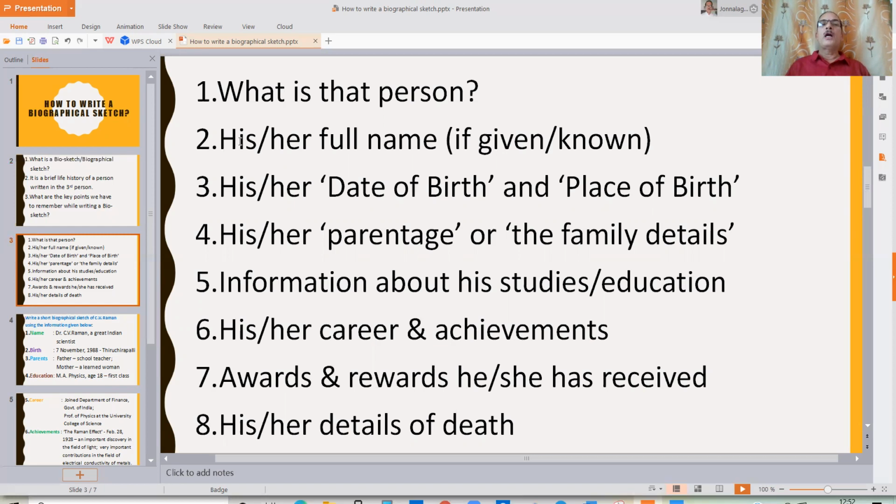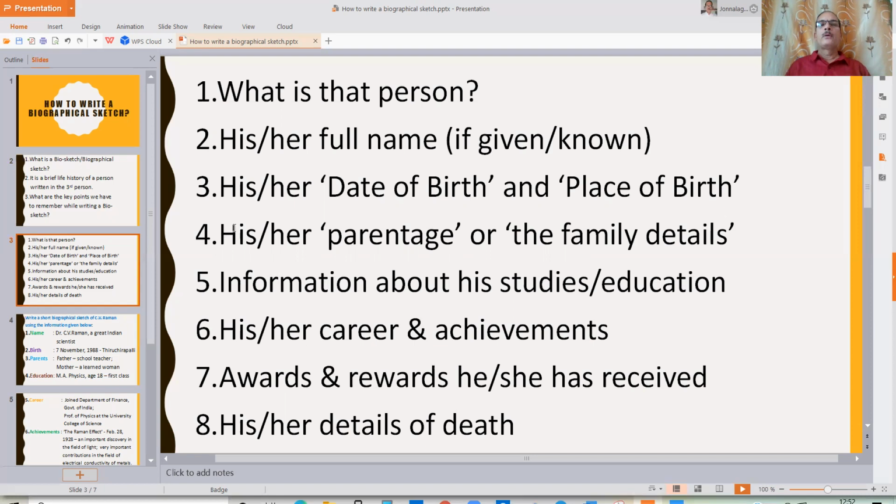Then, what is his or her full name? If they give it in the hints, we can write it. Or if you know the full name of that person, you can write it. Otherwise, you can ignore it, no problem. And that person's date of birth and place of birth, that means when he was born and where he was born. So you have to mention those details also in the bio sketch of a person.